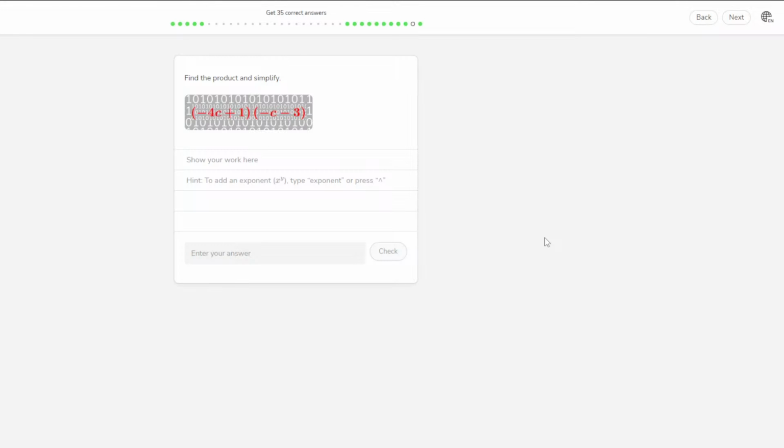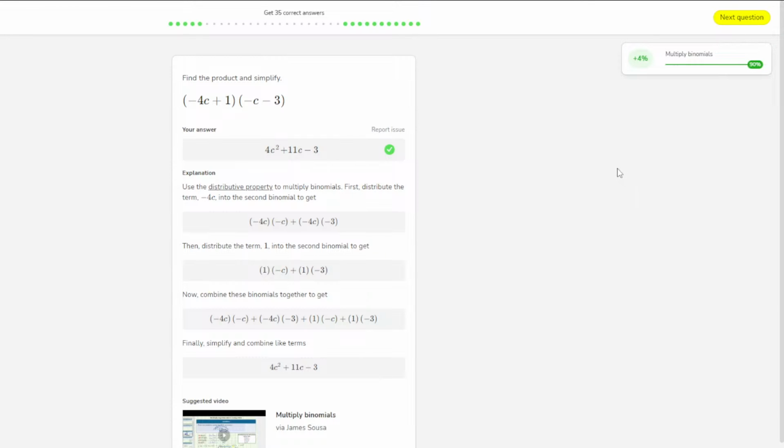Negative 4c plus 1, and then negative c minus 3. So that's 4c squared. Negative c is 12c. Negative 3. So that's 4c squared plus 11c minus 3. 4c squared plus 11c minus 3. Awesome. Okay.